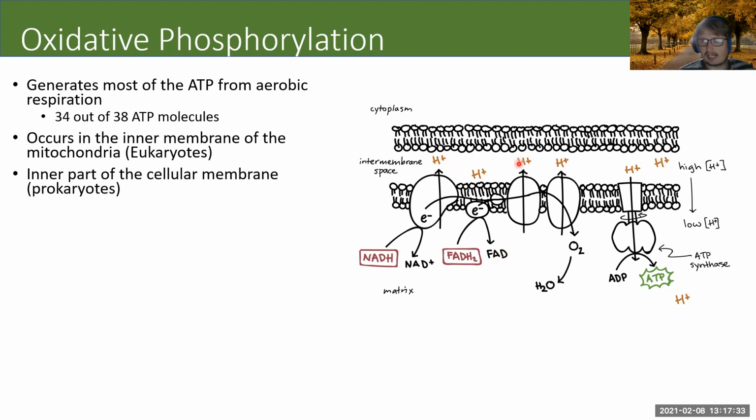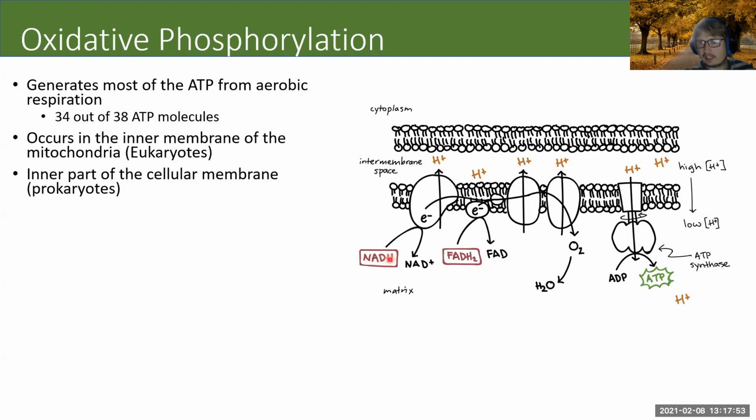Active is from low to high. So if there's less hydrogen on the inside than on the outside, it needs energy to move those hydrogens. And that's what they're doing. That energy from the NADH and FADH2, the electrons from those molecules, are used as energy to move these hydrogens.